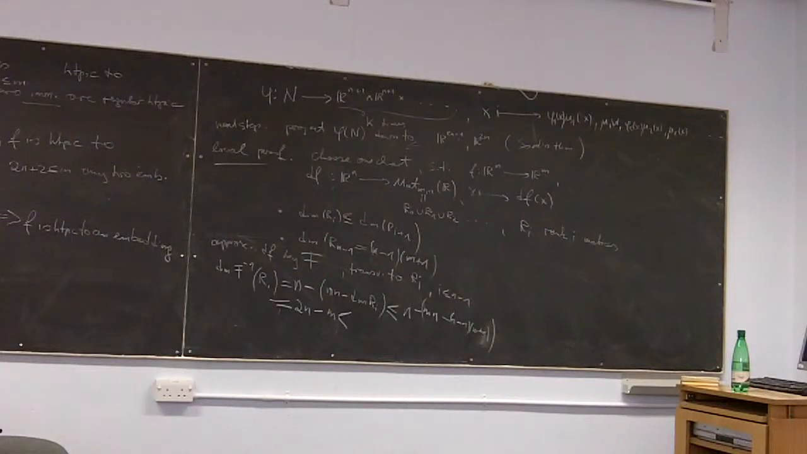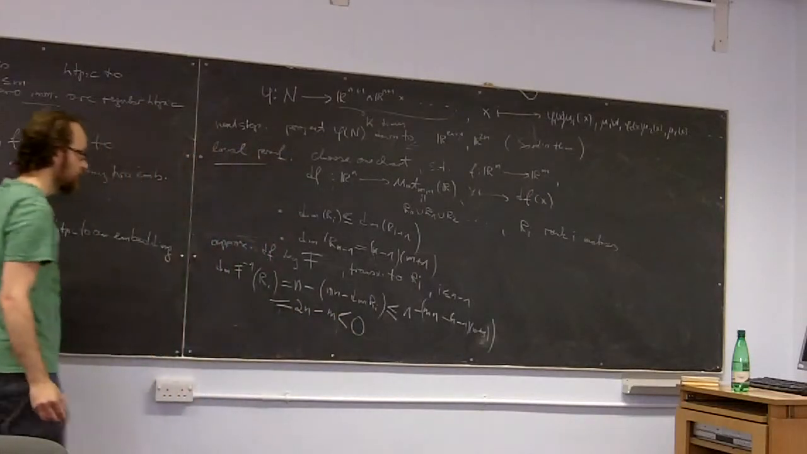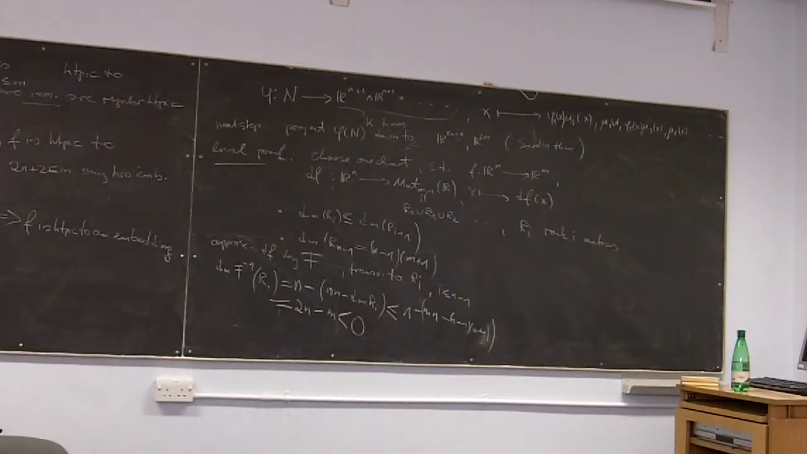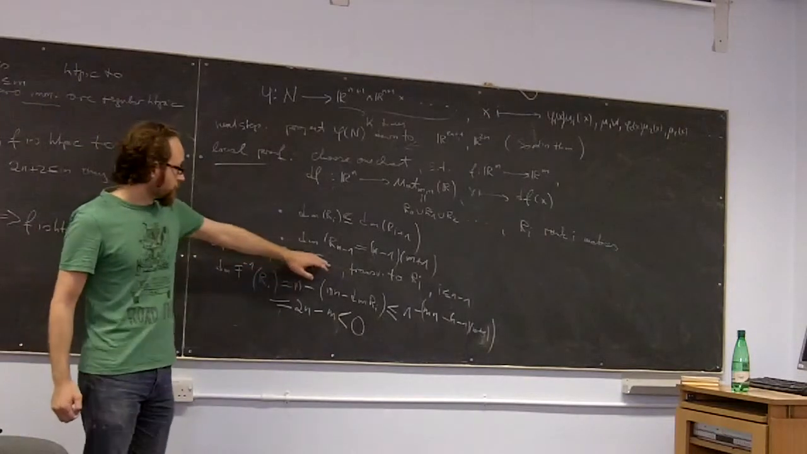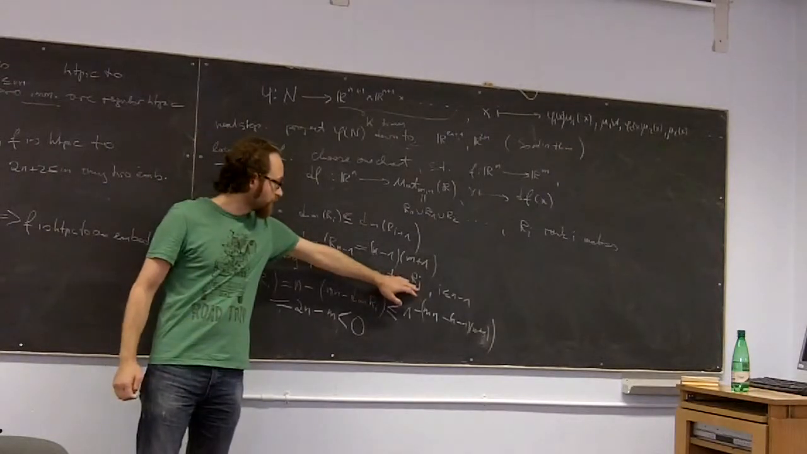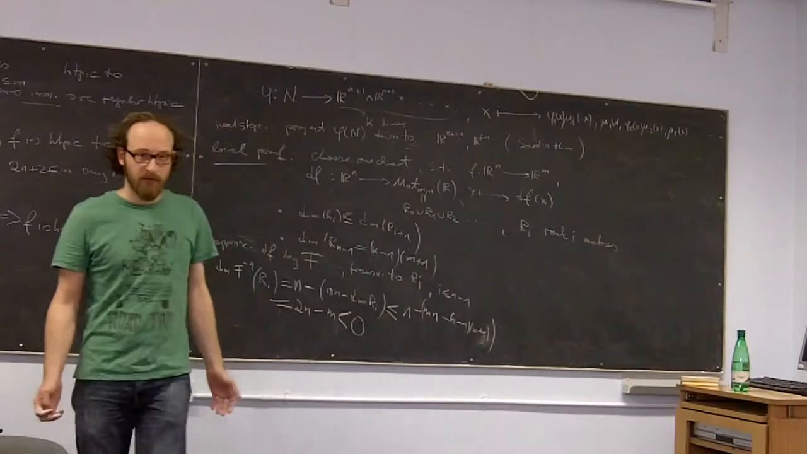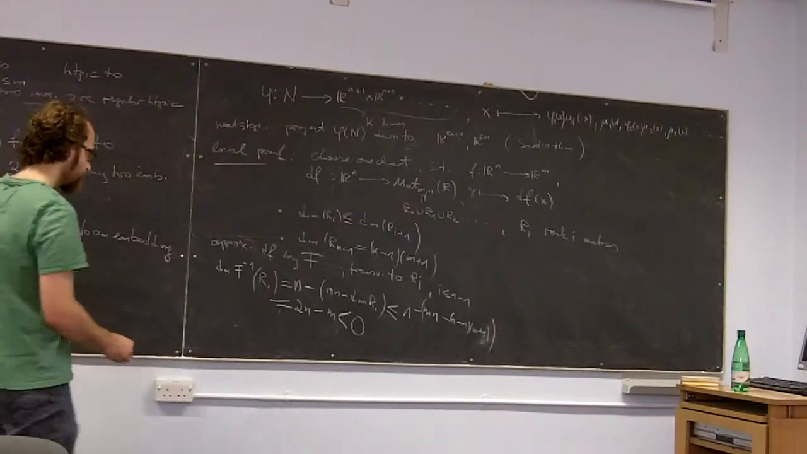With this condition, this is less than zero. So what does it mean? It means I approximated df by a map which doesn't intersect all the lower non-maximal rank subspaces at all. It means f has maximal rank. Yeah?